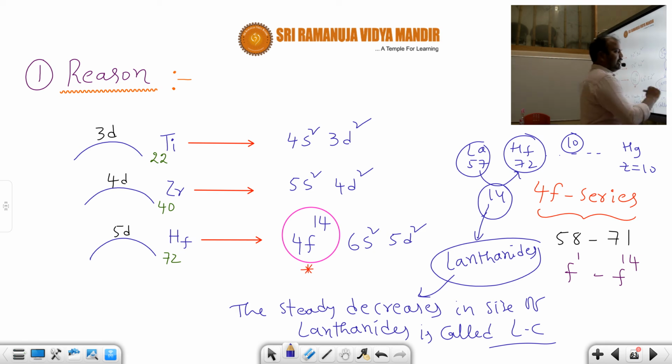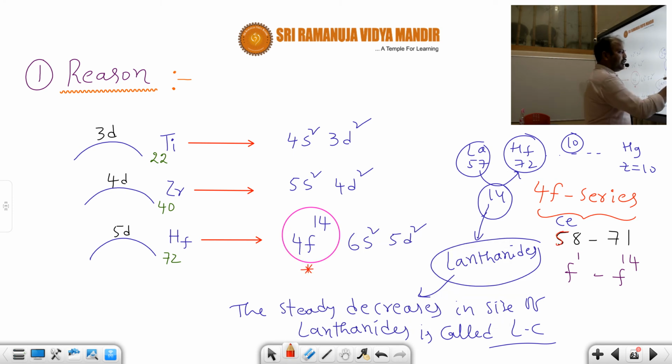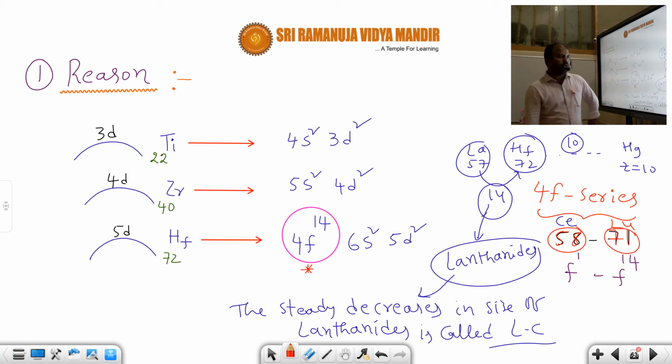Generally, if you take lanthanides, after lanthanum some elements are missing, those are called lanthanides. It is also called 4f series elements or rare earth elements. Which ones do lanthanides mean? Cerium, atomic number 58, to lutetium, atomic number 71. These 14 elements are called lanthanides.